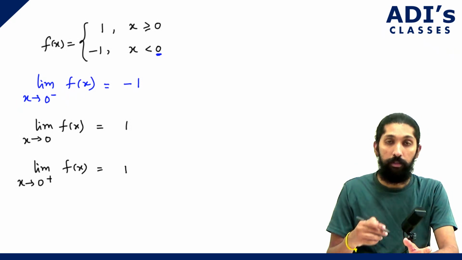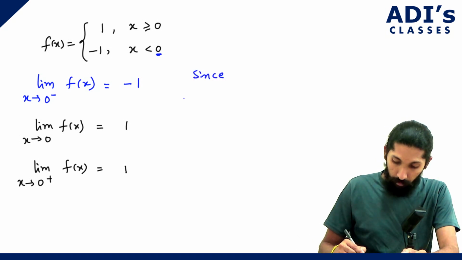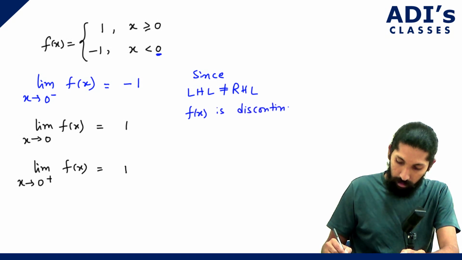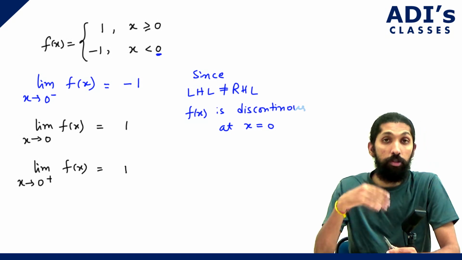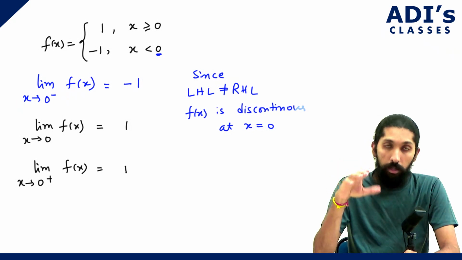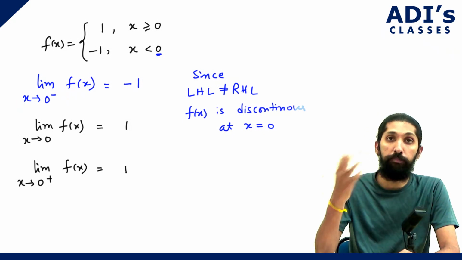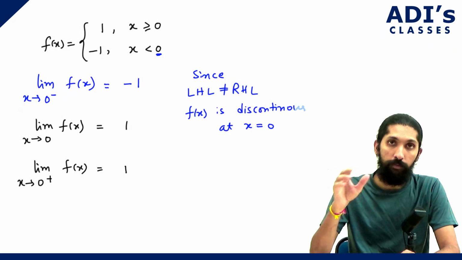It is not. So what we can conclude and write here is, since LHL is not equal to RHL, f of x is discontinuous at x is equal to 0. Understood? This is how we solve the problems. From the next video onwards, you're going to look into different types of problems. There are around 5 types of problems in continuity. We'll discuss all 5 types of problems.